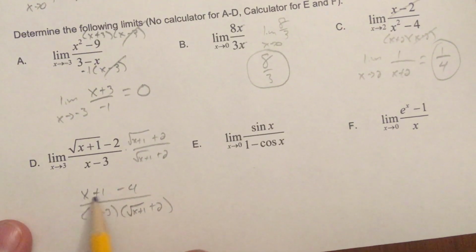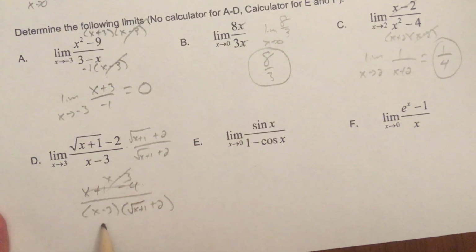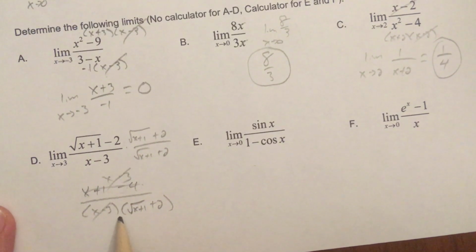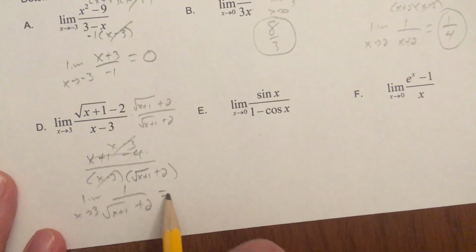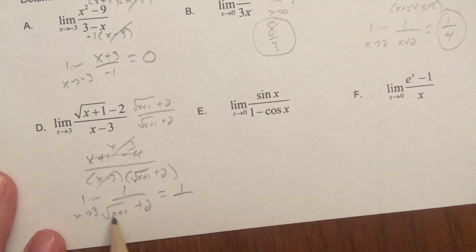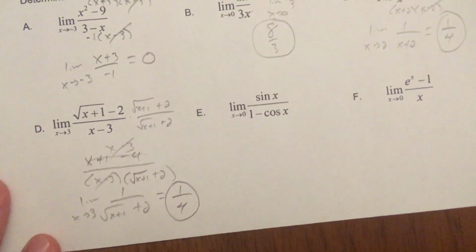All right, so on top, x plus 1 minus 4 is x minus 3. That's going to cancel there. So I'm going to get 1 over the square root of x plus 1 plus 2. I'm going to take the limit as x approaches 3 on that. And that's going to give me 1 over square root of 4, which is 2. 2 plus 2 gives me 4 for that.